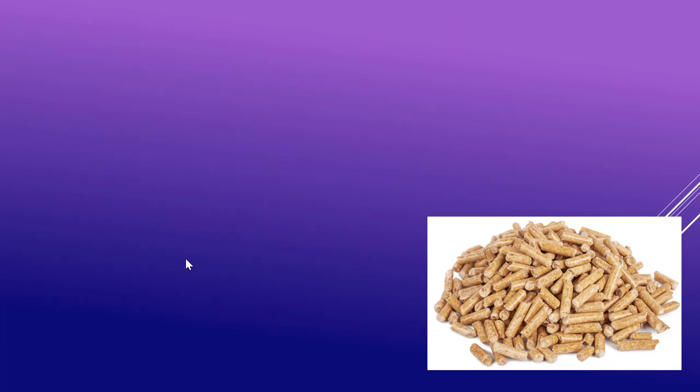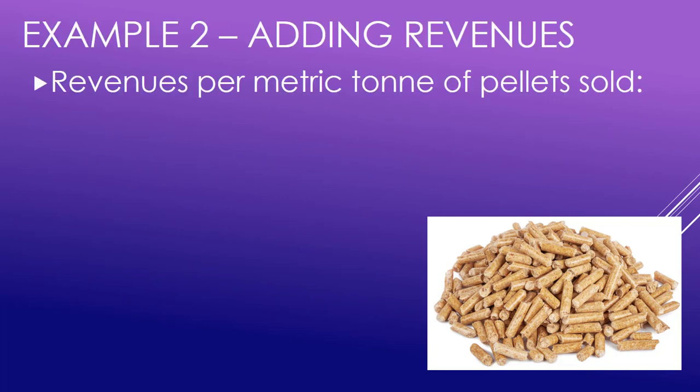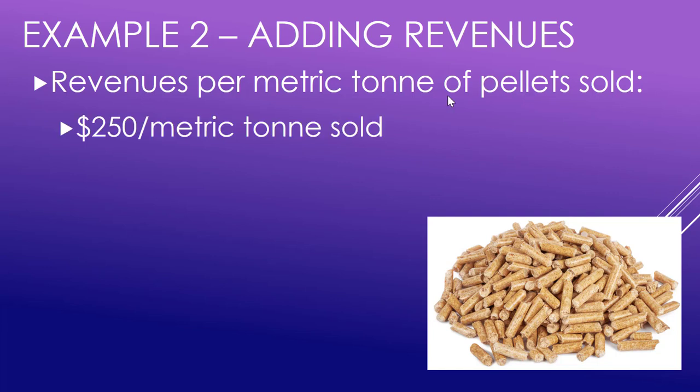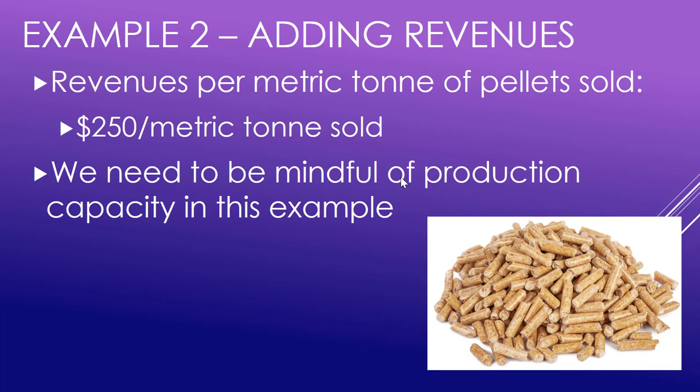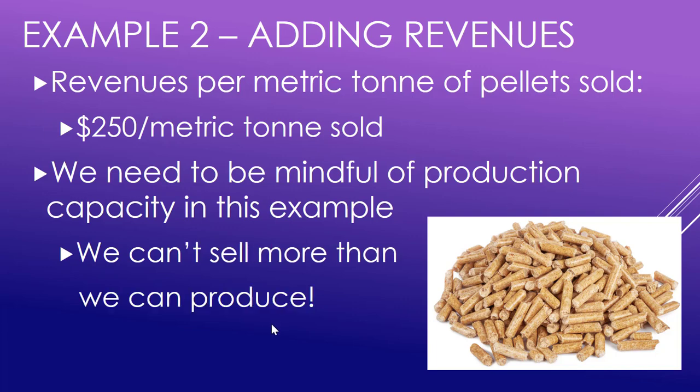Okay, and one more piece to add is the revenues. The revenues are roughly $250 per metric ton sold. This is based off of fairly current information. In the Excel file, I give the list of links where I'm finding this information. But let's say these pellets wholesale for roughly $250 per metric ton. So we're going to get our revenues based off of that, but we need to be very mindful of our production capacity. We can only sell what we can produce. So we can't sell more than what we can produce. So we're going to need to be mindful of that. So let's look at this example now in Excel.